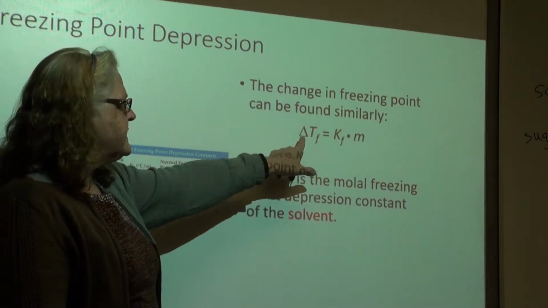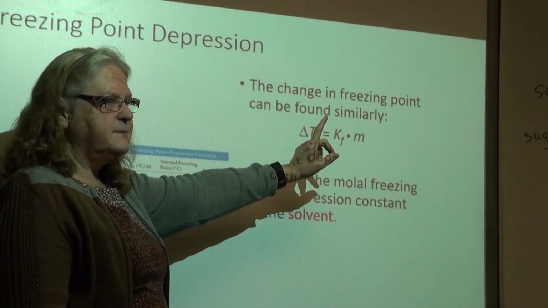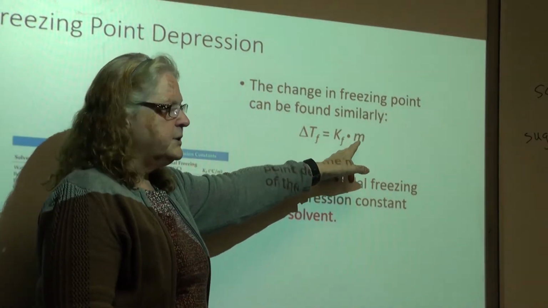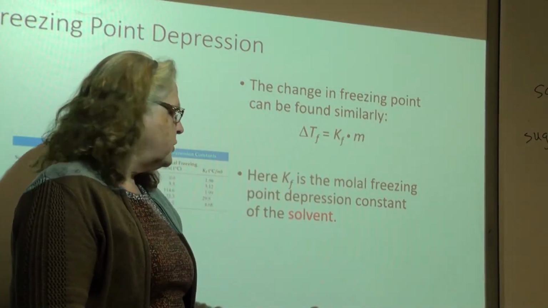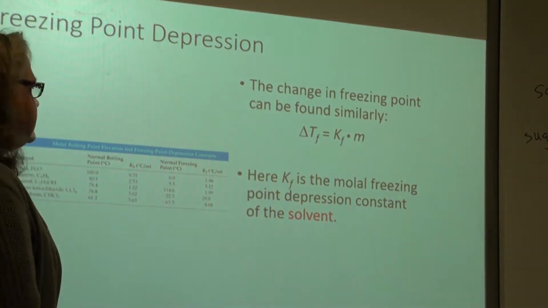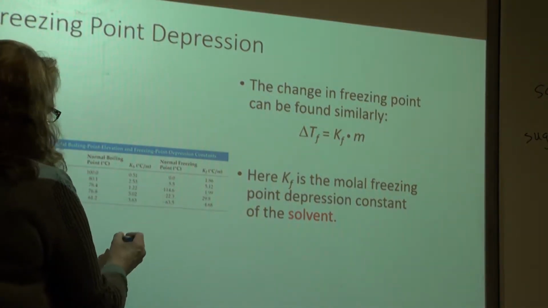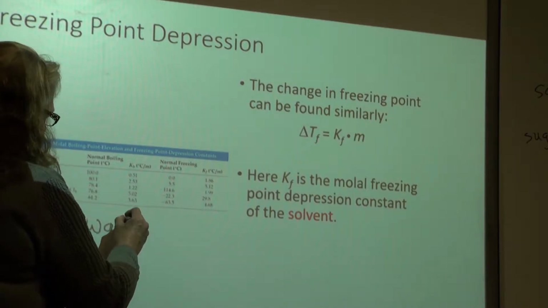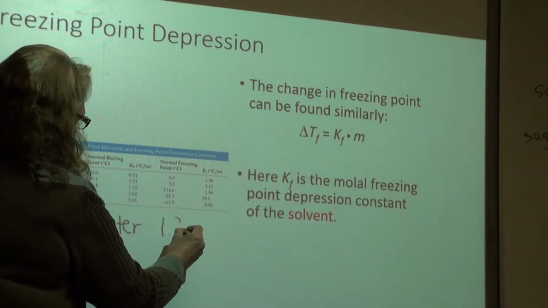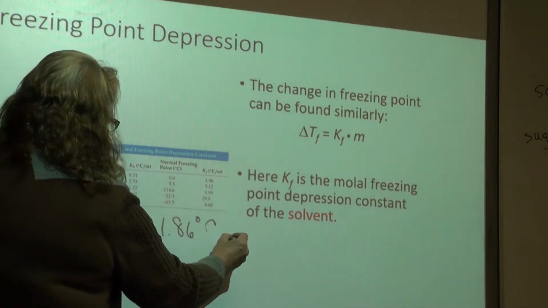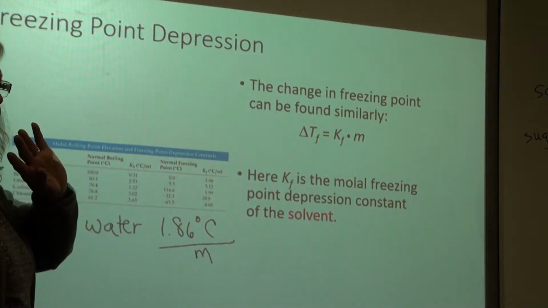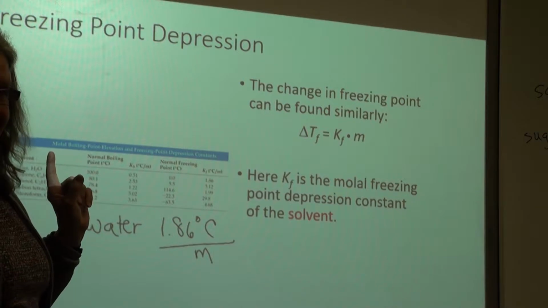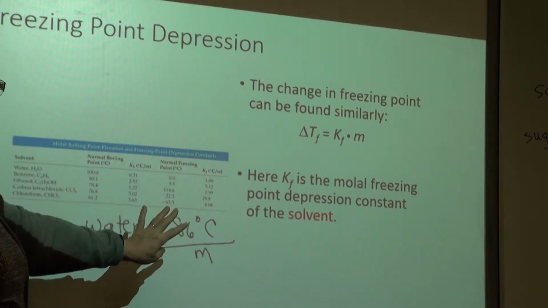So the change in the freezing point, these things mean the same thing they did before. M is still molality. This is the freezing point constant. And again, I look it up for the solvent. And if you look up water, for water, it's 1.86 degrees Celsius per molal, all right? The other one was 0.51, all right? So this is about 4 times bigger.